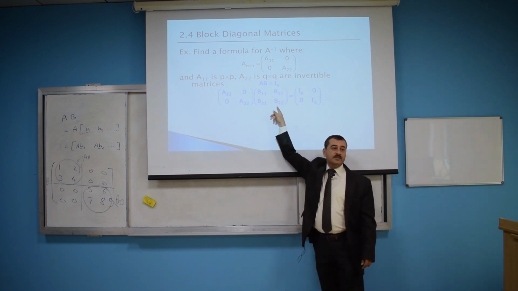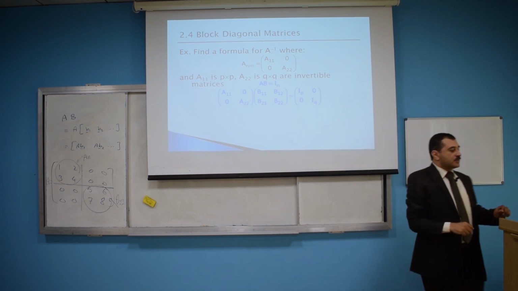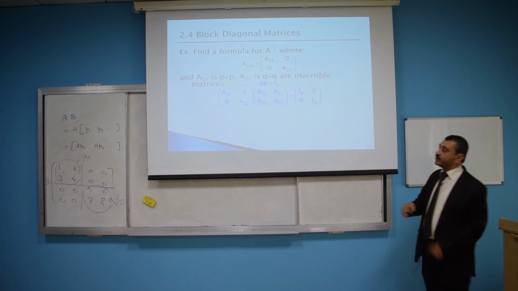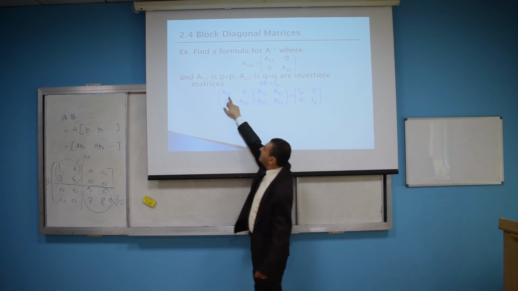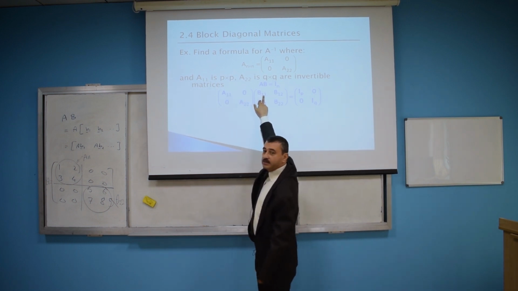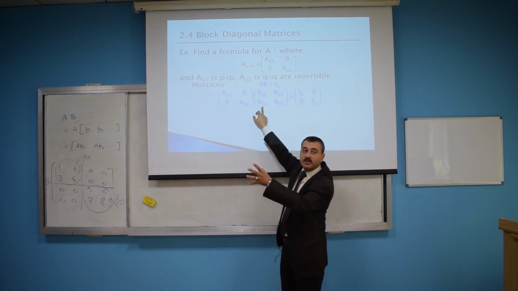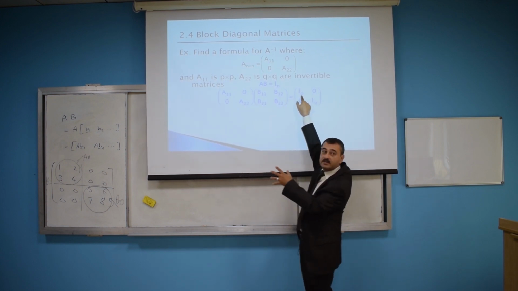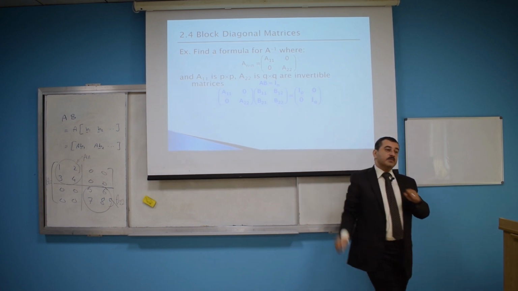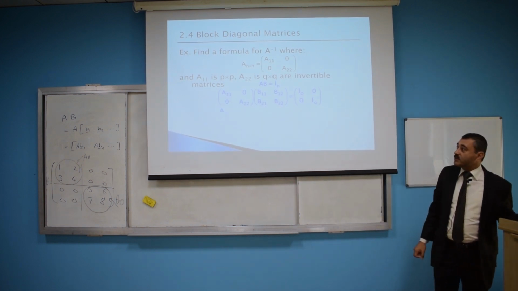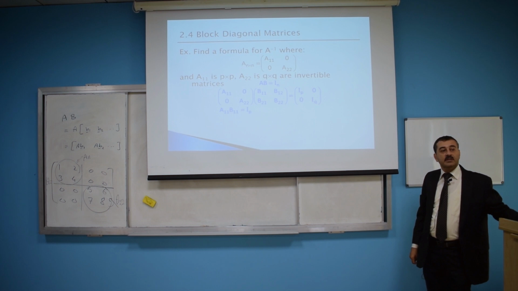Find the B's. So let's do the block multiplication here. So we'll get A11, B11 plus 0. So this is the first block, and equate it with the right hand side, the first block, IP. So this would be the first equation.